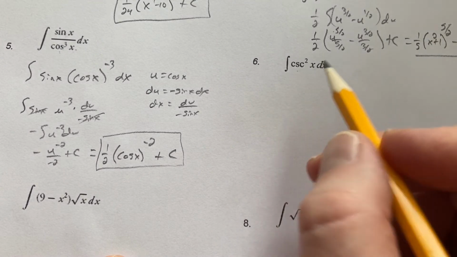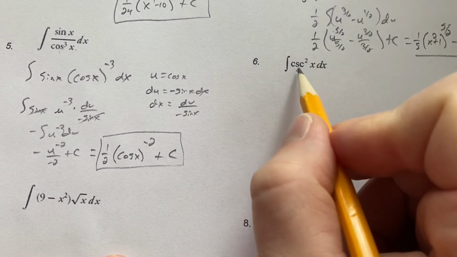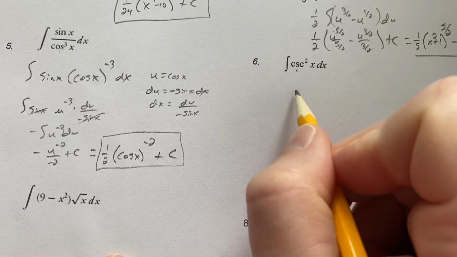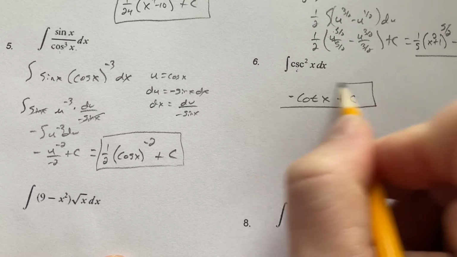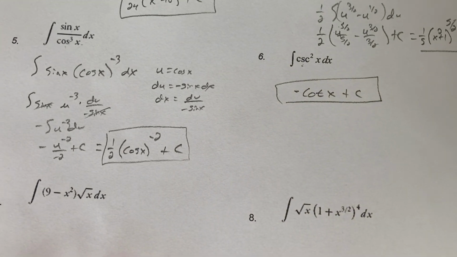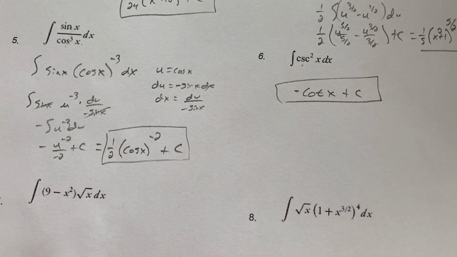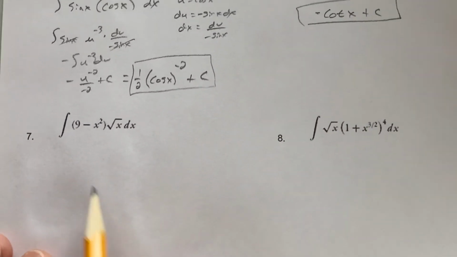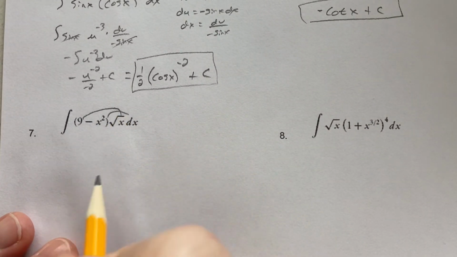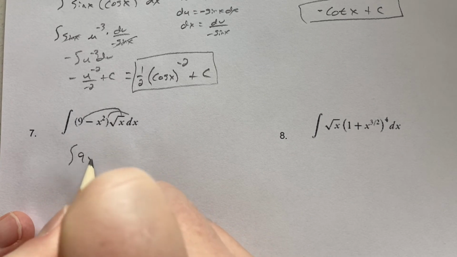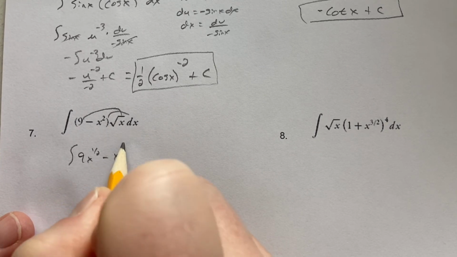Cosecant squared is what you get when you take the derivative of negative cotangent. So this really is just negative cotangent plus c. No u sub needed. It's just remembering that. Over here, again, no u sub needed. We don't have a function inside of anything else. We're just going to distribute that. We'll get 9x to the 1/2 minus x to the 5/2.